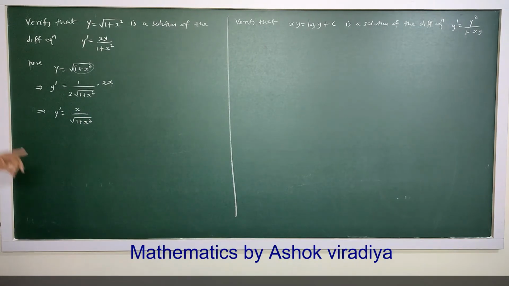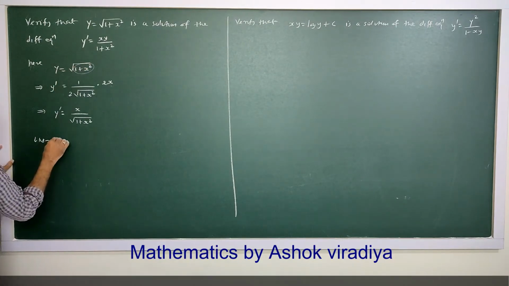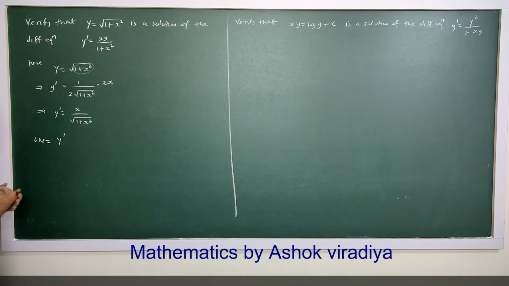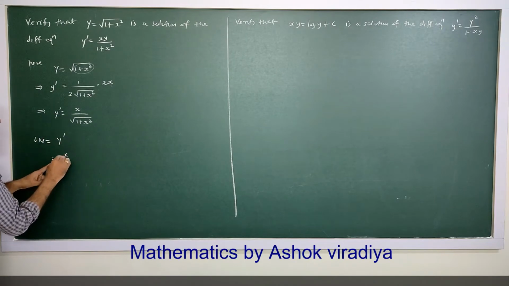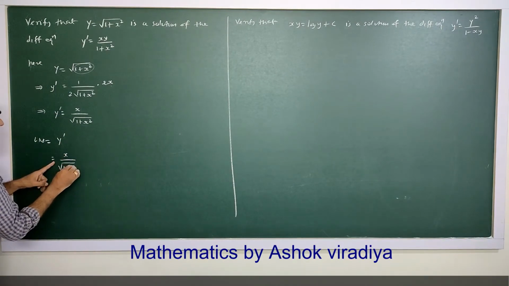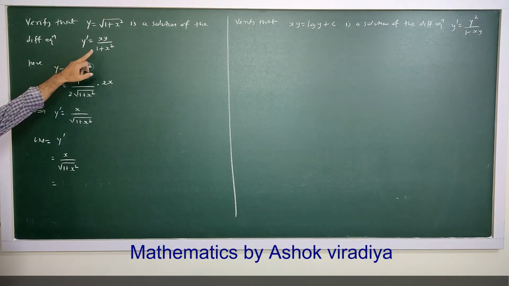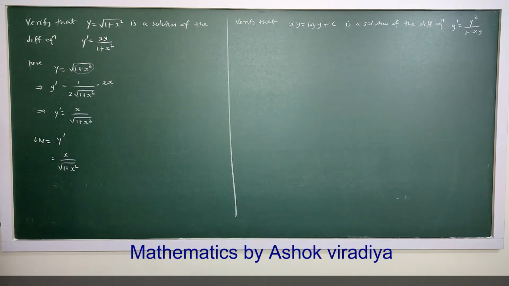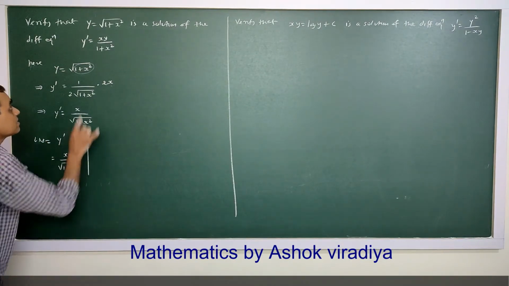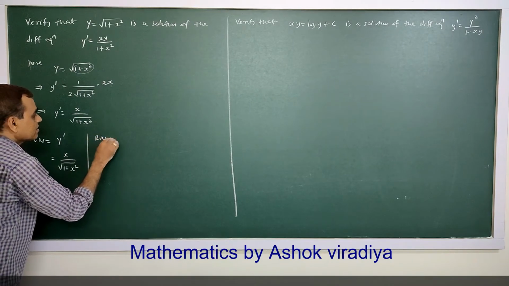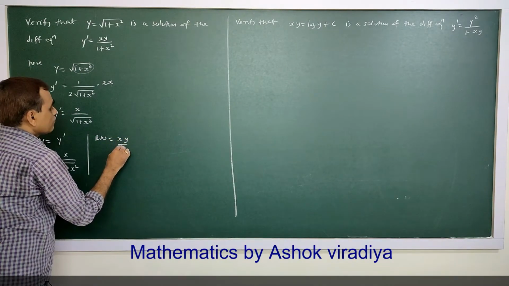Now see, we put this in the left hand side. So LHS is y dash. Y dash is what? X upon root 1 plus x square. Here y dash is x upon root 1 plus x square, that is LHS. We keep this as it is. Now check RHS. RHS is xy upon 1 plus x square.